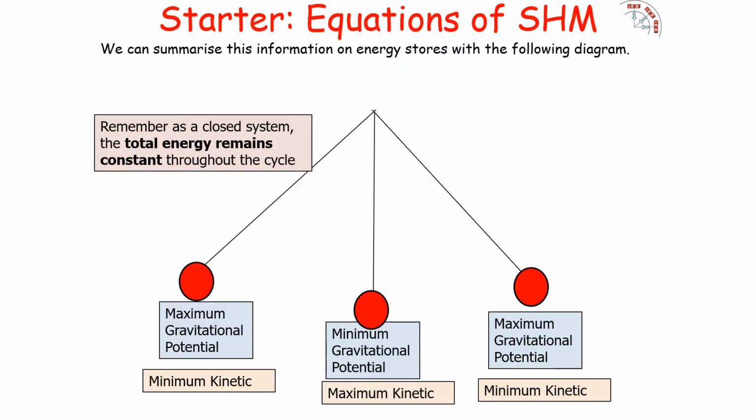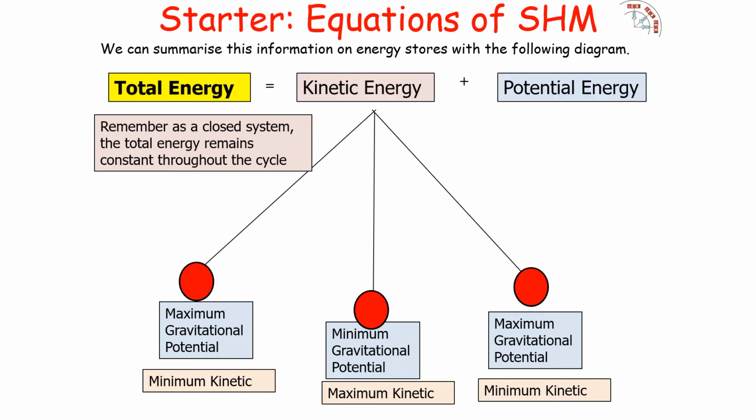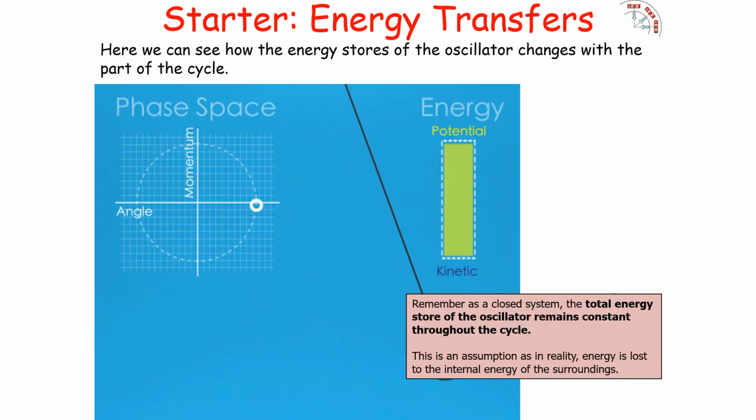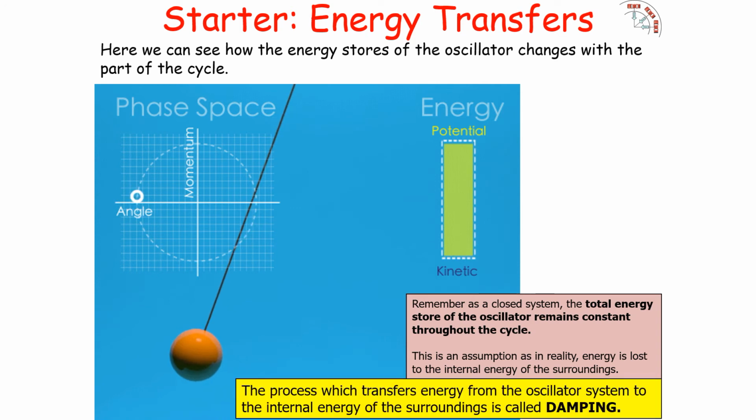So as you can see, as it's a closed system, the total energy of the system remains constant throughout the cycle. As we know, when you get maximum gravitational potential energy, you'll get minimum kinetic energy, and vice versa. Remember, we can say that because it's a closed system, the total energy store of the oscillator remains constant throughout the cycle. In reality, this is an assumption because energy is lost to the internal energy of the surroundings. So we can see here how the energy stores of the oscillator change as part of the cycle.